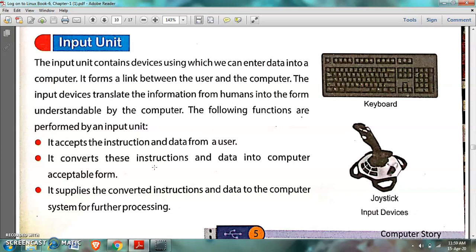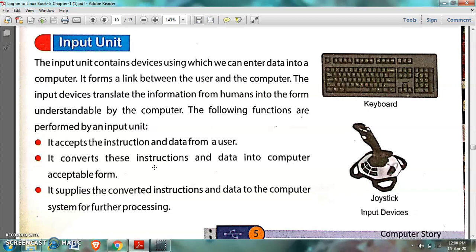Third is, it supplies the converted instructions and data to the computer system for further processing. So when the data is taken from the user, when it is converted into the computer language, after that it supplies it for processing. It is supplied to the CPU. So all these things are done by the input unit.